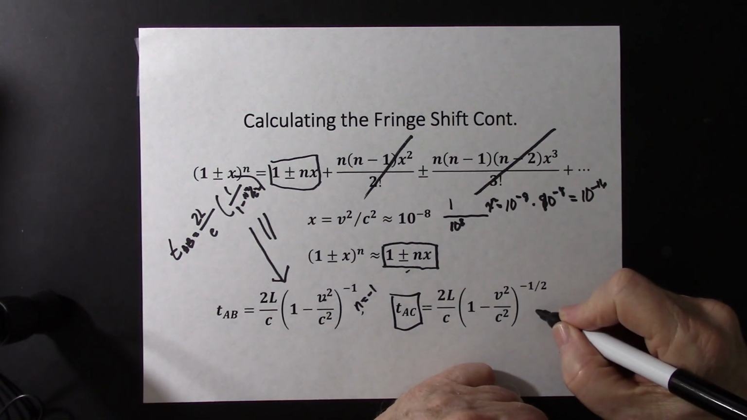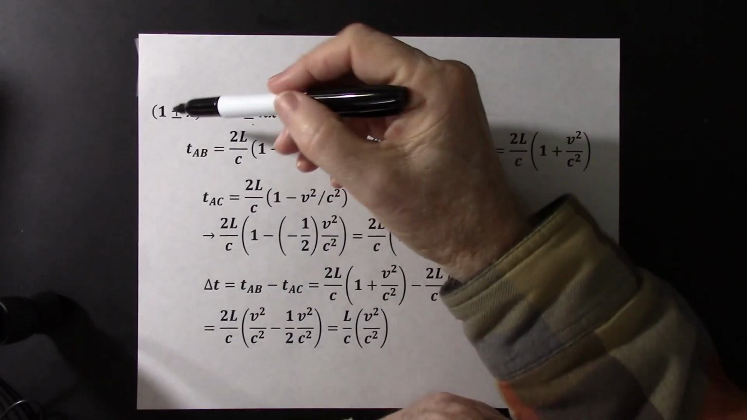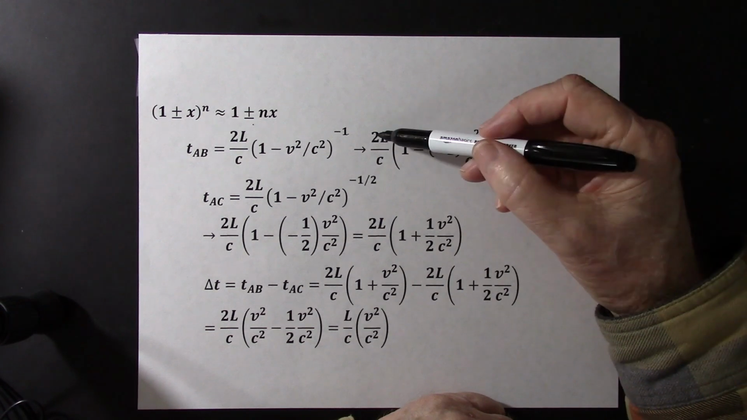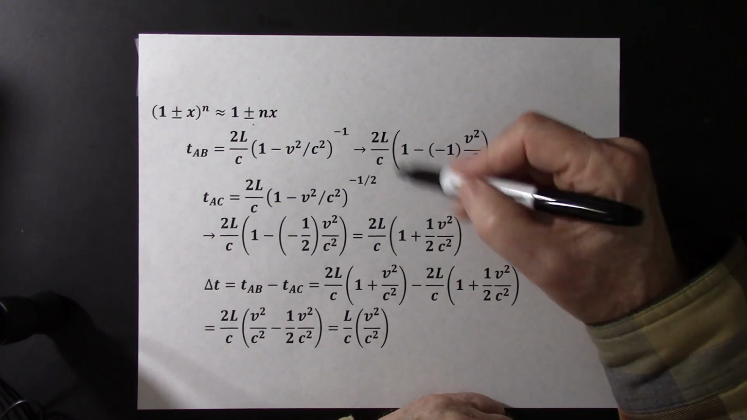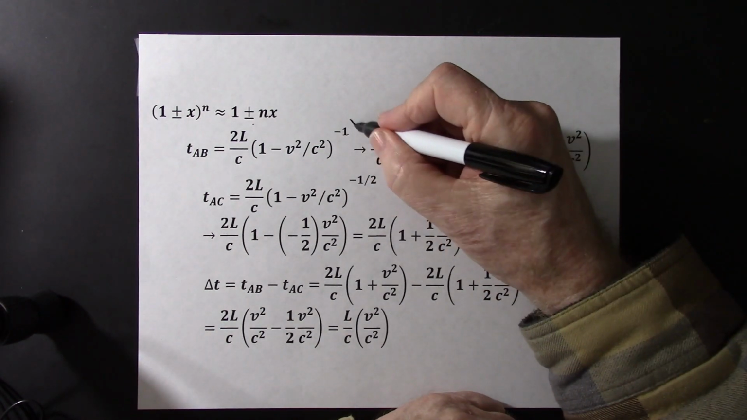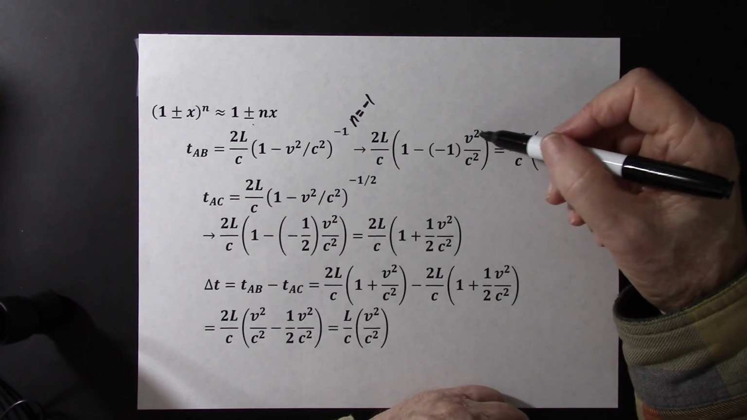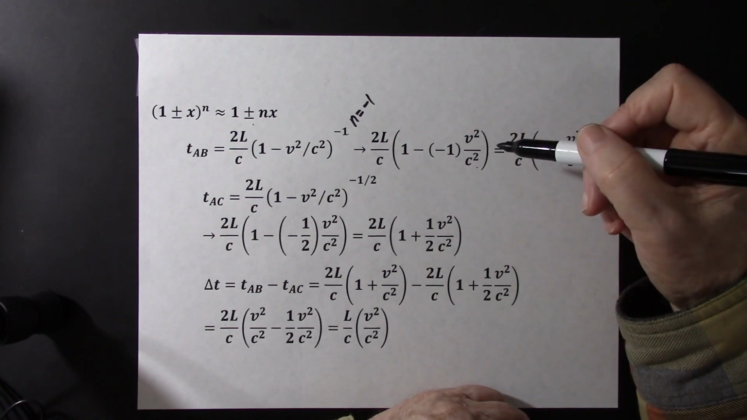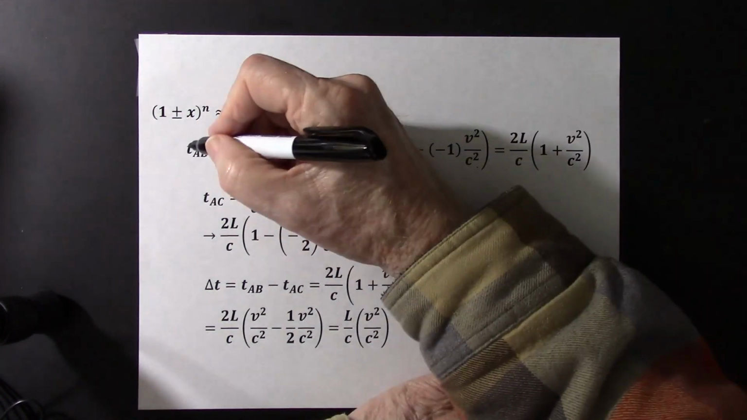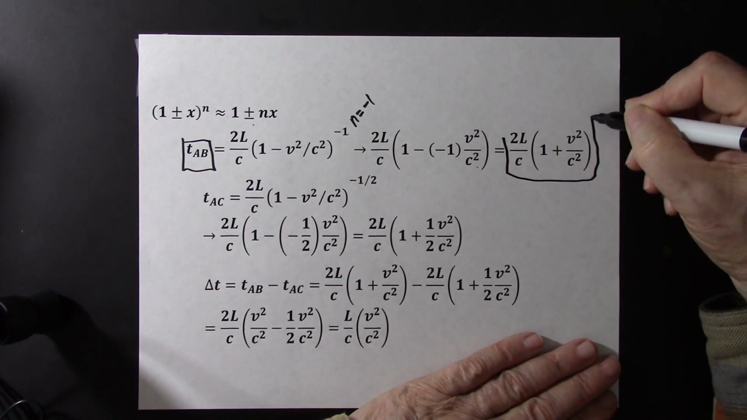Except n in this case is equal to -1/2. So we have our formula here, and we remember that TAB is that, and so we have 2L all over c. In the curly brackets, we have 1 minus n, but we know that n is equal to -1, so we put a -1 in there, and then for x, we substitute v squared over c squared, and that comes out to be this, because minus times a minus is a plus. We can say that TAB is equal to this as an estimate.